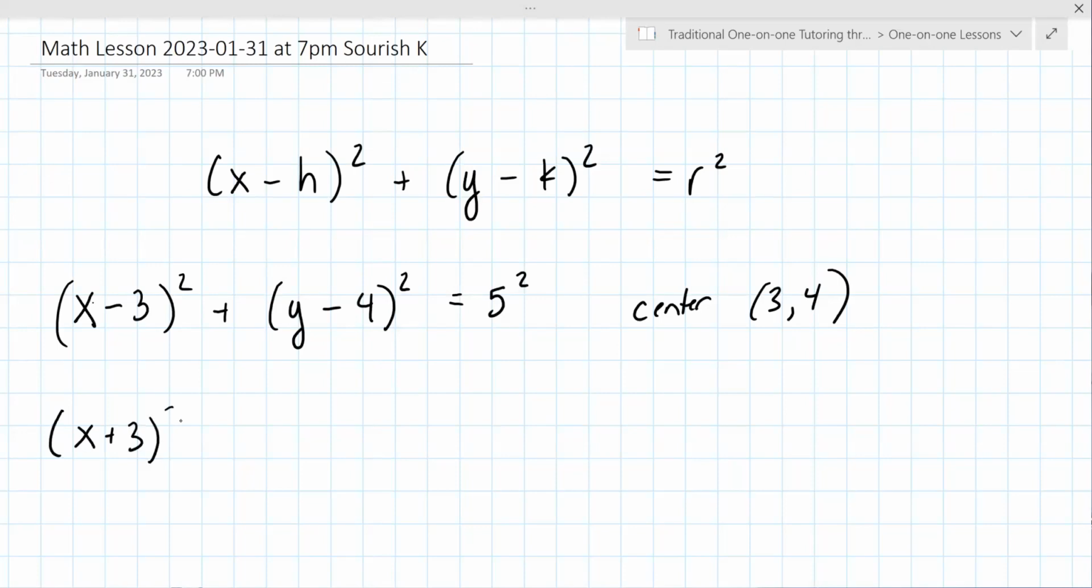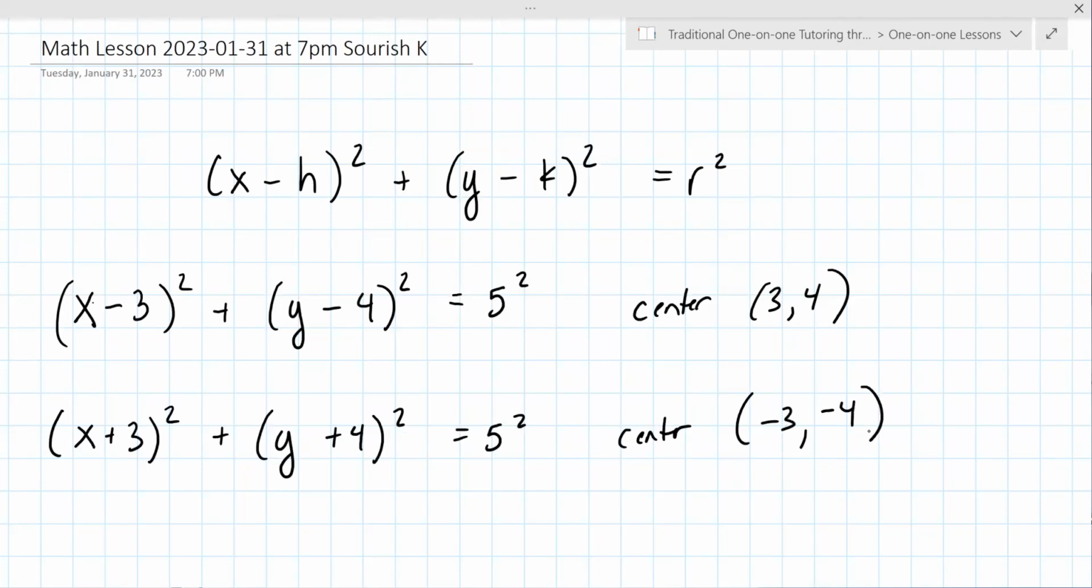(x + 3)^2 + (y + 4)^2 = 5^2. And this has a center at (-3, -4). So why is it minus 3 this time?